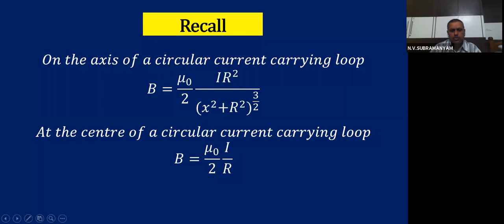On the axis of a circular current carrying coil, that is a loop, B is mu naught by 2 into I R square by x square plus R square whole to the power of 3 by 2. Here x is the distance of the point from the center, and R is the radius of that coil. If there are N turns, we write the same formula as mu naught by 2 N I R square by x square plus R square whole power 3 by 2. At the center of a circular current carrying loop, the formula for magnetic field is B is mu naught I by 2R. If there are N turns, it becomes mu naught N I by 2R.